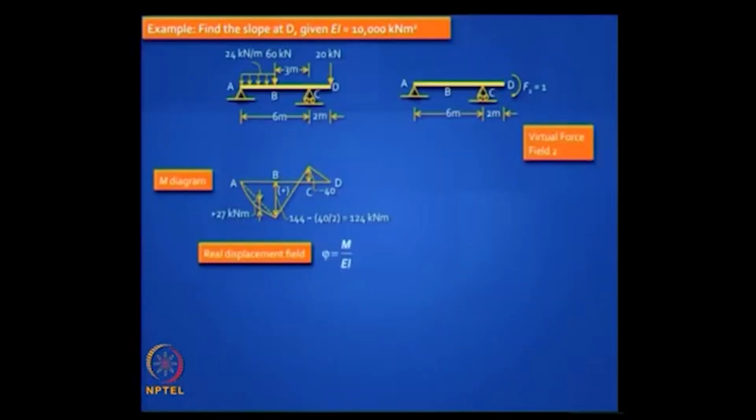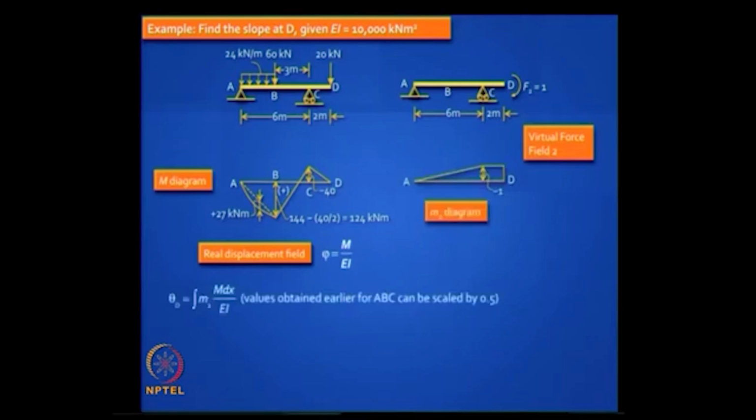Okay, and if you need to find the slope, you do the same thing, but now you put unit moment, you get this shape, and then you can work out the answers. It is similar, you get something in radians.